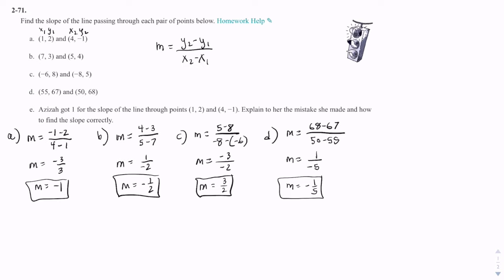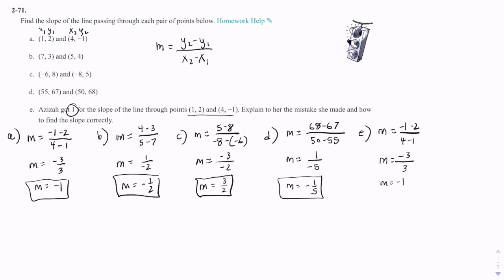And for E, it says this student got 1 for the slope, right? It says they got 1 for the slope. And these 2 points explain what her mistake could have been. Well, let's figure out what the slope is first, right? So the slope would be negative 1 minus 2, y2 minus y1, over 4 minus 1. So the slope comes out to be negative 3, negative 1 minus 2 is negative 3, over 4 minus 1, which is 3. So the slope is negative 1. So yes, she did get it wrong.